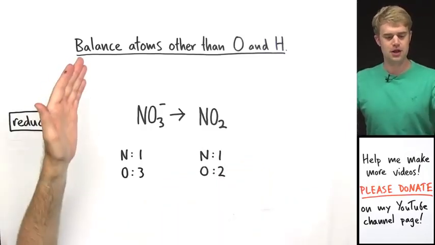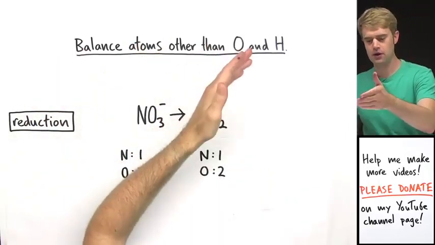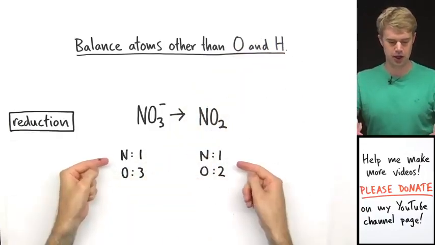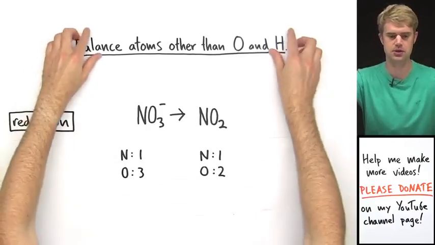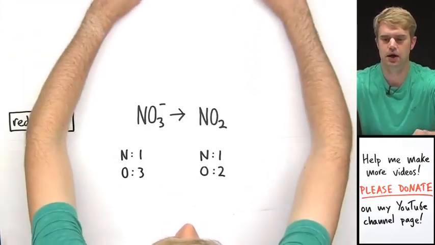So our first step is to balance the atoms other than oxygen and hydrogen. That would be nitrogen here, and we're all set. We have one nitrogen on this side and one nitrogen on this side. So let's move on to the next step here.